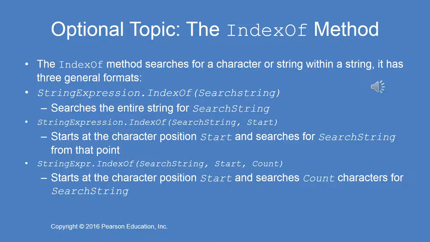So the third version has three arguments: the search string, the index where you want to start searching, and the count of characters for how many characters forward you want to search. And once again, this returns the index where it finds the character or string being searched for.